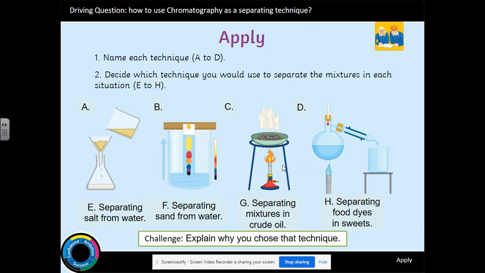Now, let's see if we can attempt these questions. Number one, name each technique from A to D. We have one, two, three, four. A, B, C, D. Can you name each of the techniques? Pause the video and write them down. Question two. Decide which technique you would use to separate the mixtures in each situation, E to H. So E is separating salt from water. F is separating sand from water. G, separating mixtures in crude oil. And H, separating food dyes in sweets. Now pause the video and have a go. See you in 5 minutes.